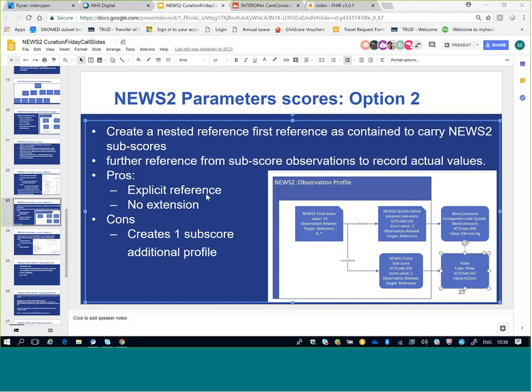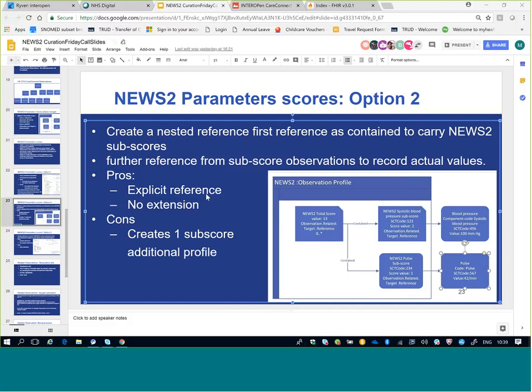Just a point in terms of this option two and the related reference, whether it's contained or just a reference. I think the preference would be on leaving that as optional as to whether it was contained or whether it was just a reference. So as well as it being optional to have the subscore, if you want to show the subscore, it can just be a simple reference, or you could have it as a contained reference, but not requiring it to be contained.